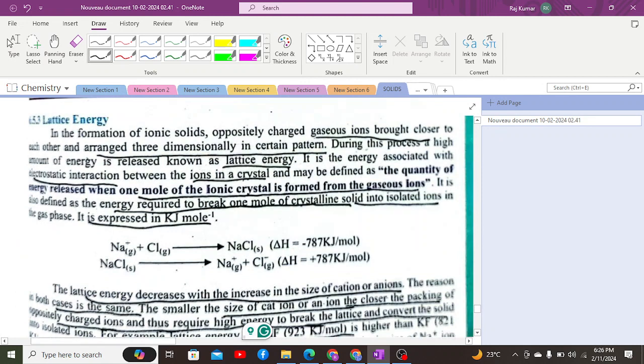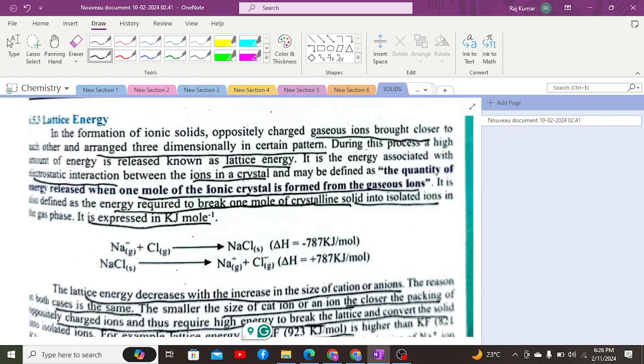Now, when it comes to lattice energy, it is already discussed, but let us repeat it once again. During this process, a high amount of energy is released whenever we have two gaseous ions. When two gaseous ions are brought closer to each other, and they combine in order to form a three-dimensional structure in a certain pattern, a high amount of energy is released, which is known as lattice energy, denoted by delta H LE.